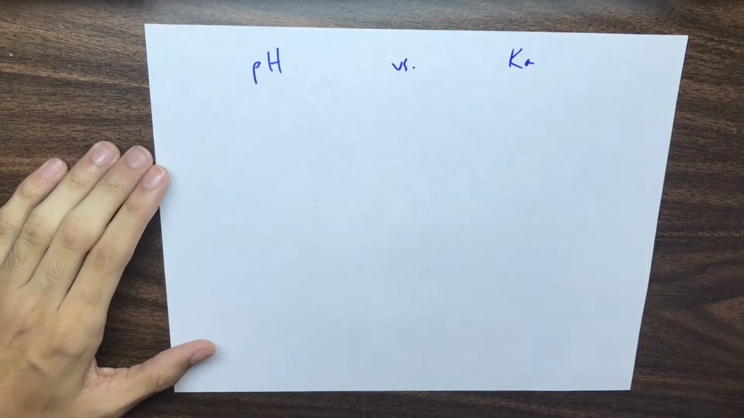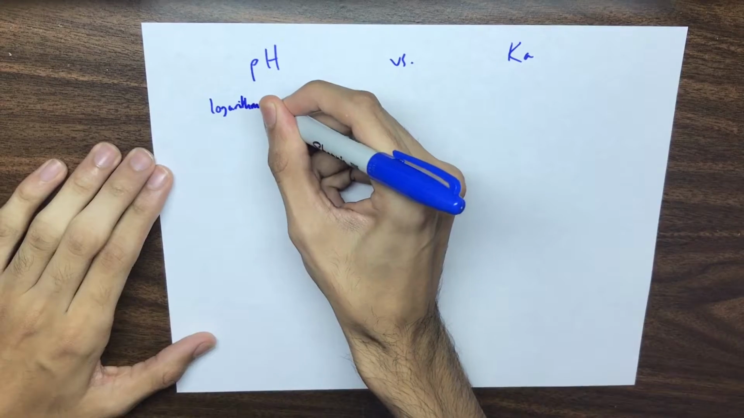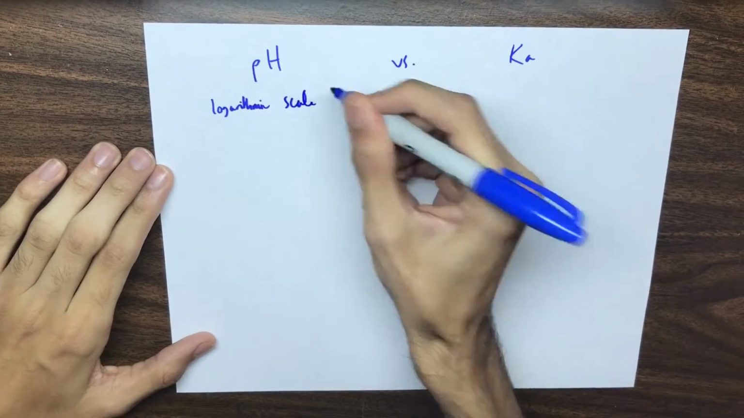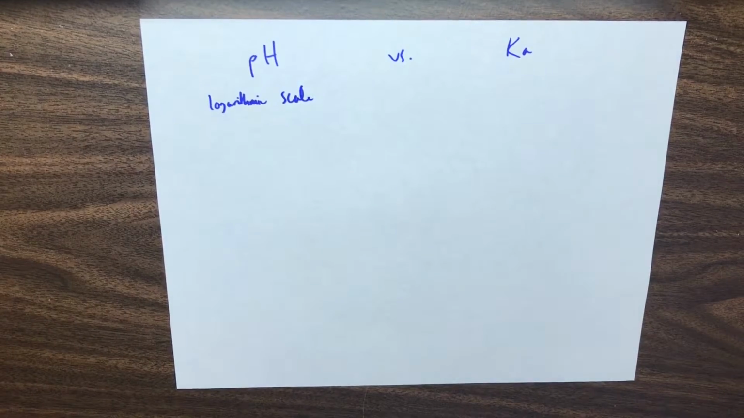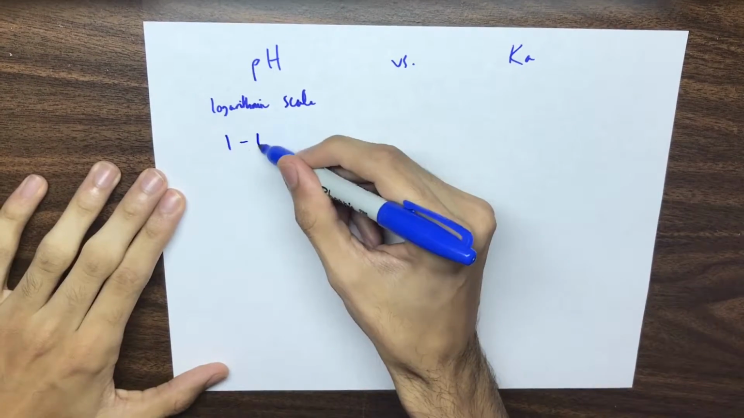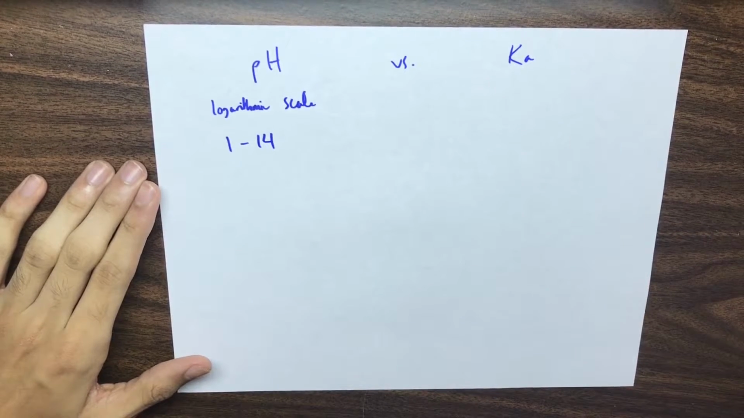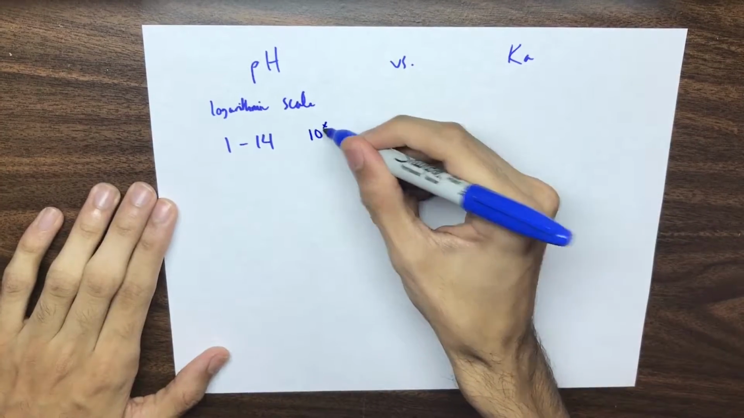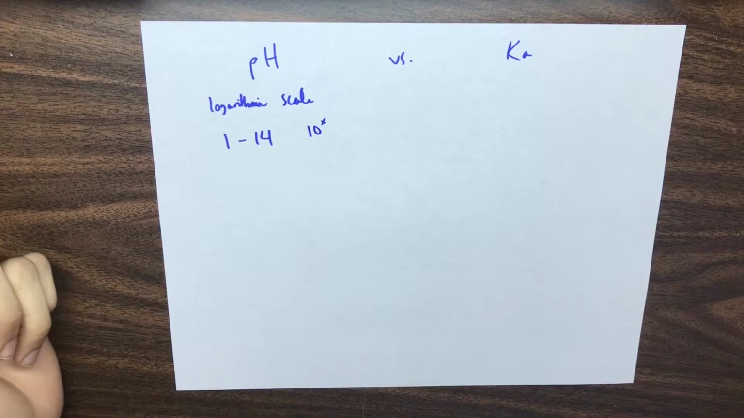So what is pH? pH is a logarithmic scale, and it tells you the relative strength of an acid or a base, and it goes from 1 to 14. And all logarithmic means is that it moves in powers of 10. So you have 10 to the x. So every time you move one unit, you are multiplying by 10.